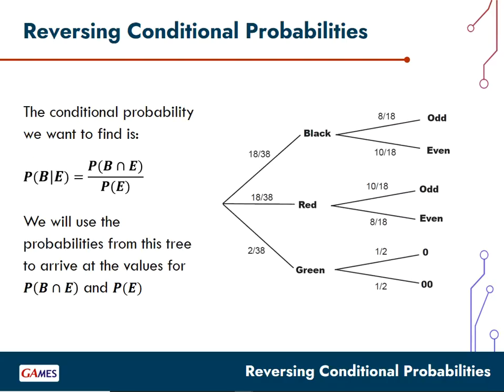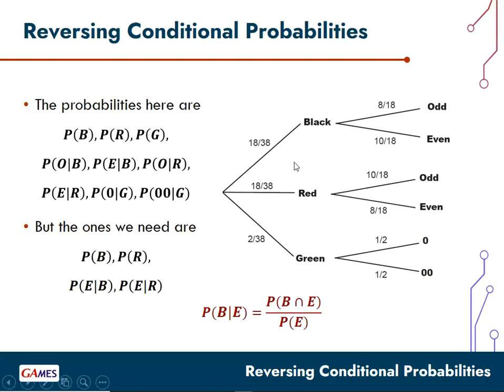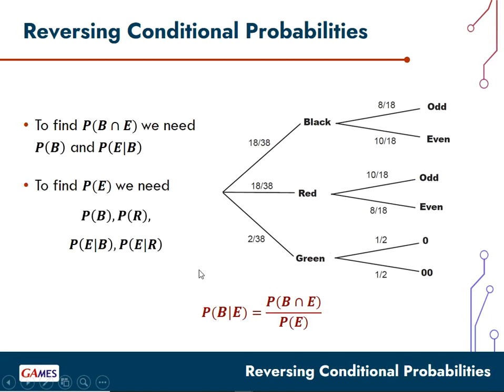Which means in this case, we are trying to arrive at the probability of B intersect E, which is this numerator here. All we need is the probability of the black and the probability of the even given the black. That's all. Which means what we are going to have here in place of P of B intersect E is P of B multiplied by P of E given B.